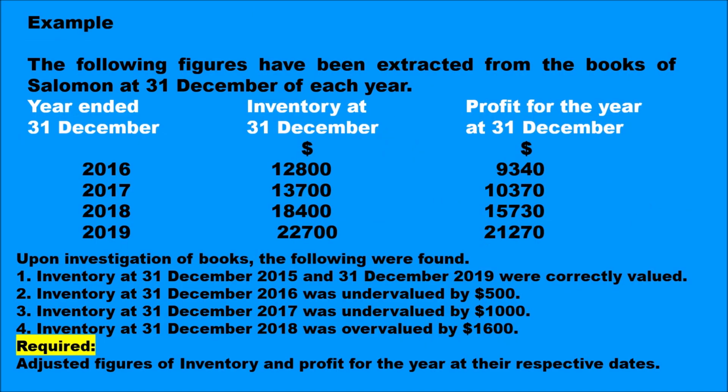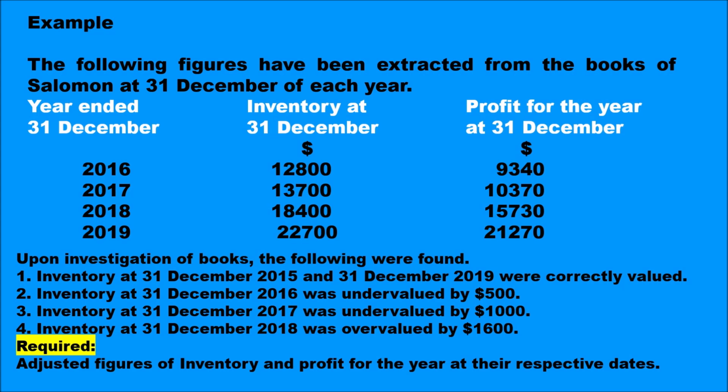Let us look at a question, or rather an example, where we have to correct the inventory figure as well as the profit figure. The following figures have been extracted from the books of Solomon at 31st December of each year. You're given the inventory and profit figures at the end of 2016, 17, 18, and 19. Upon investigation of the books, the following were found.